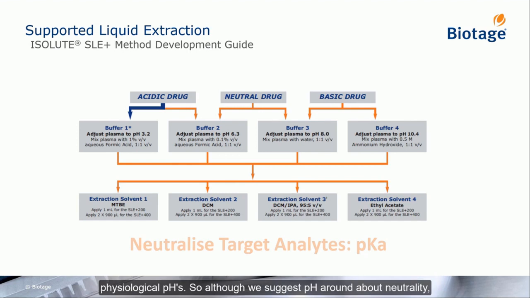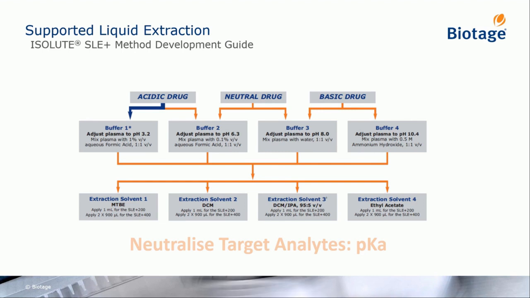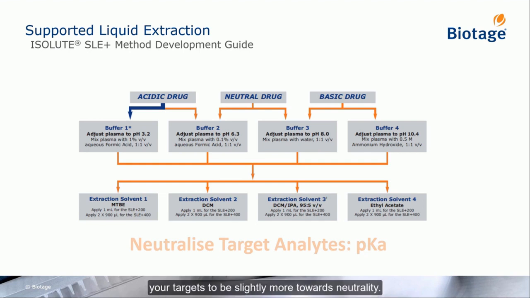So although we suggest pH around about neutrality, you can also just perform steroid analysis with spiking internal standard and then extracting. That can help to maximize the amount that you load on in terms of your matrix. And for basic drugs, you have the option of taking the pH up slightly. Unlike liquid-liquid extraction, the pH control isn't quite as critical. You do need to get your targets to be slightly more towards neutrality, but because of the efficiency of the technique, it's less reliant on having that definitive 2 pH units above or below to neutralize your target analyte.